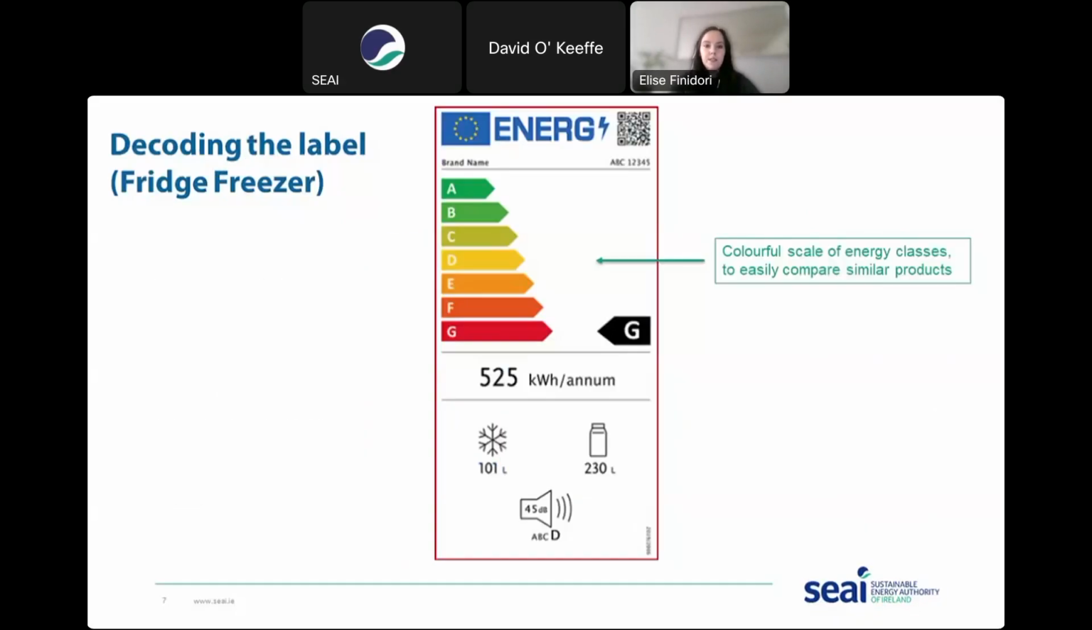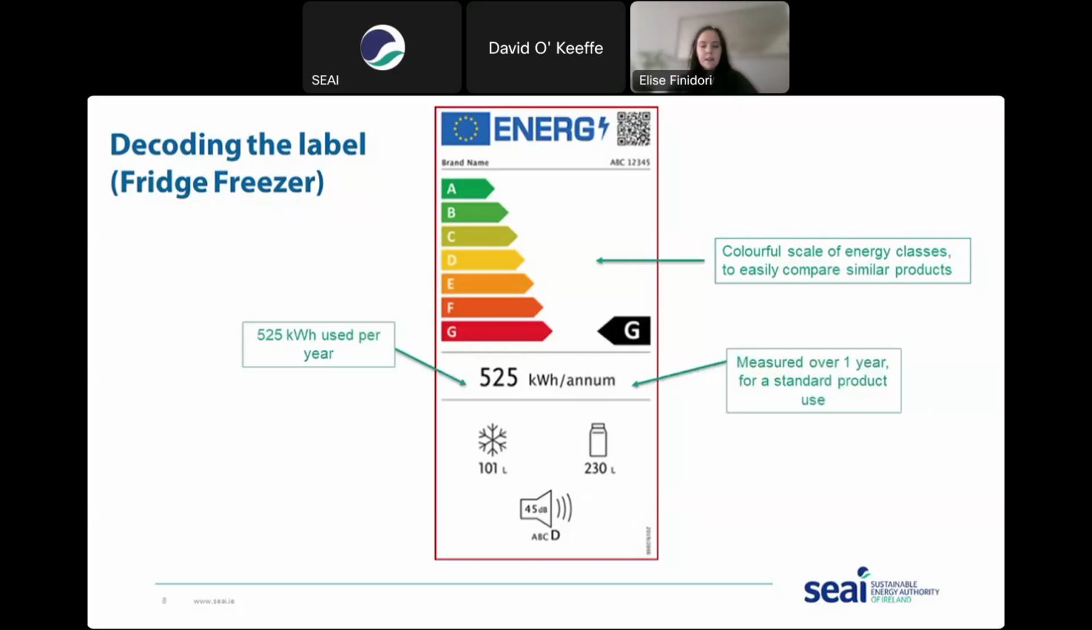So now I'll go in a bit more detail on the different things that are on the label and how you can use them. The first thing you see, which is the most visible, is the colorful scale of energy classes. This allows you to compare similar products, going from the most energy efficient as an A to the least energy efficient as a G. When you look at two products that have kind of the same size or the same characteristics, you can use these scales to know which one is more energy efficient. Here, for example, you have a fridge freezer that is a G. If you see another fridge freezer that is a C or a D class, then you know it is more energy efficient.